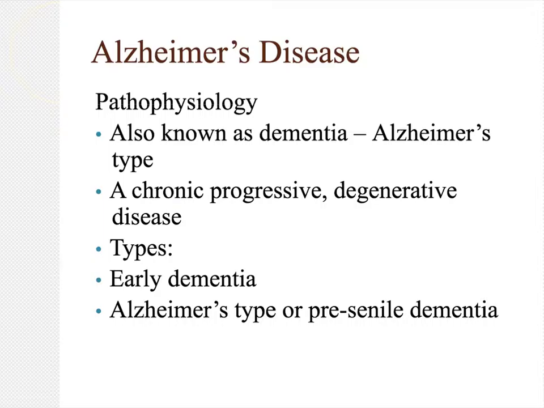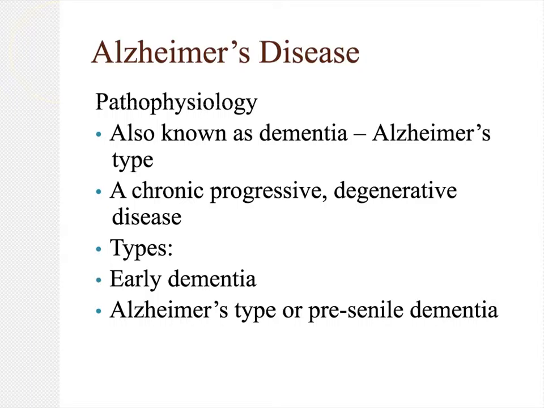Alzheimer's disease is a type of dementia. It typically is referred to as early dementia, Alzheimer type, or pre-senile dementia, because it occurs in people 40 to 50 years old. It is a progressive neurologic disorder that affects the brain and results in cognitive impairments such as impaired thinking, memory loss, and bizarre behavior. Alzheimer's disease is the most common form of dementia and is the fourth leading cause of death in adults.